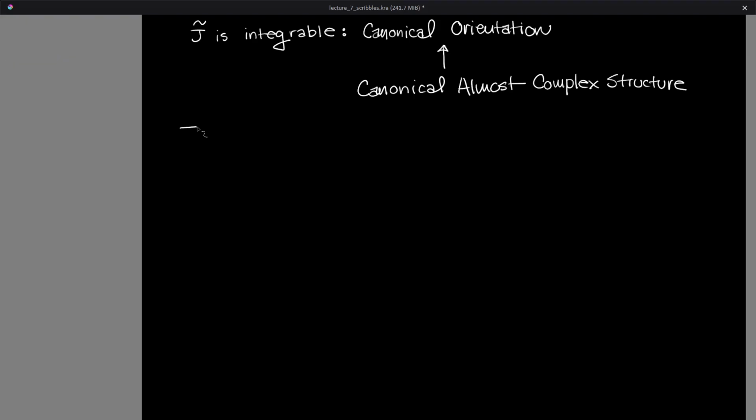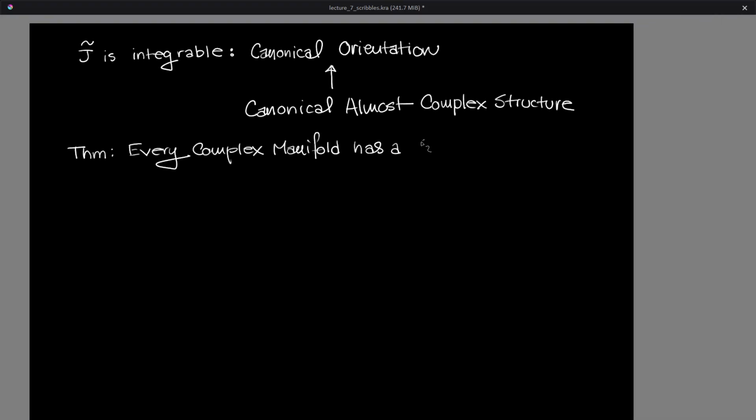Now this is our next theorem that we're going to prove. Every complex manifold has a canonical orientation.